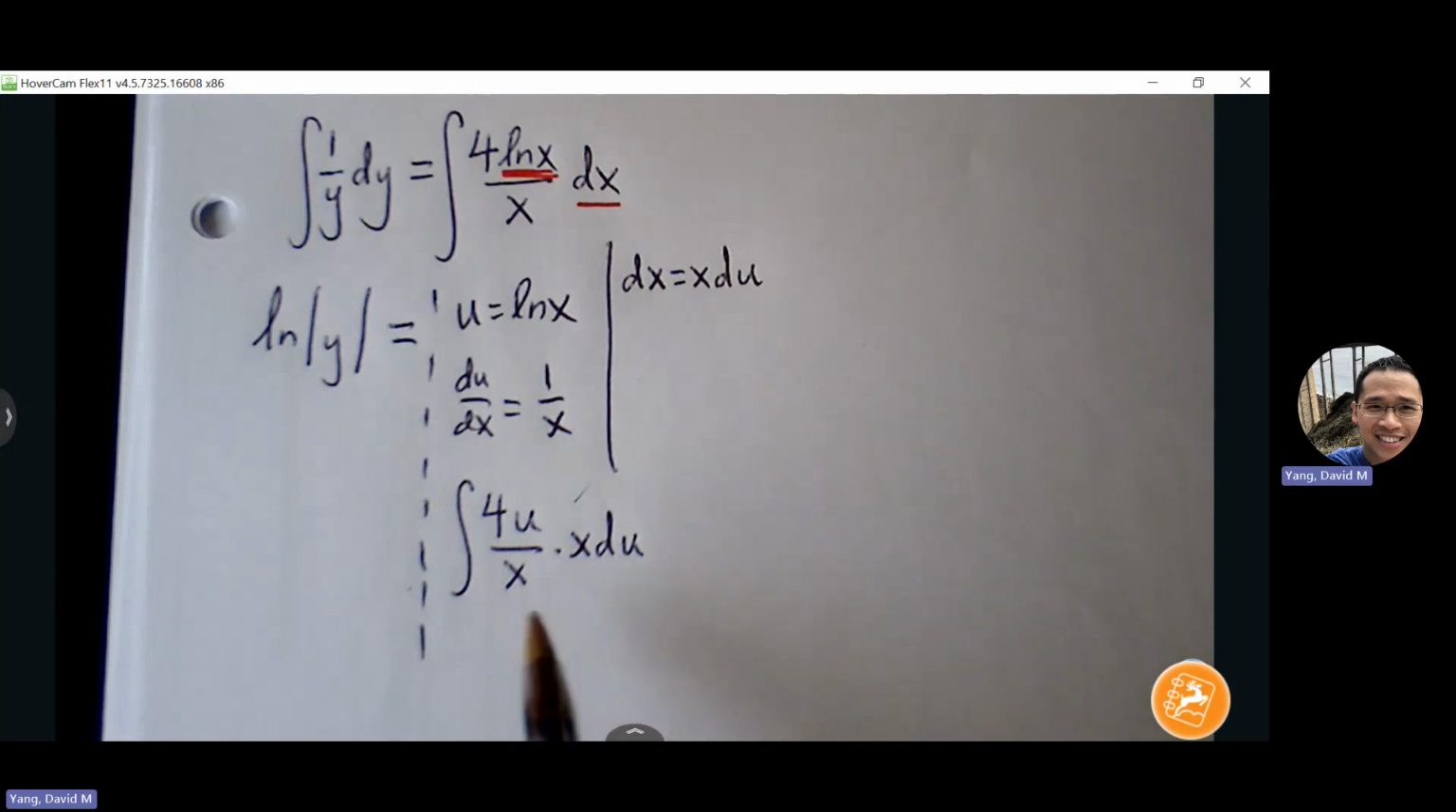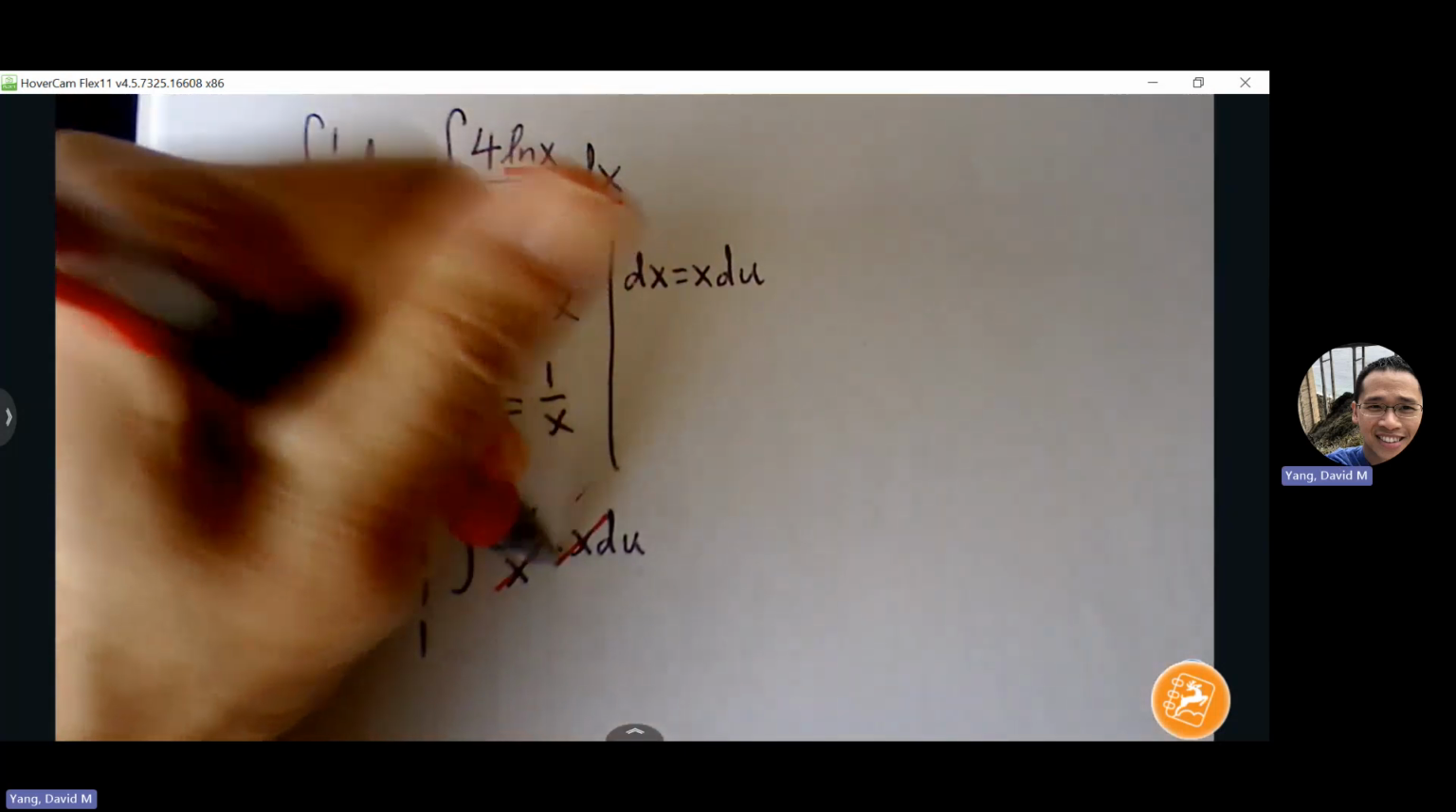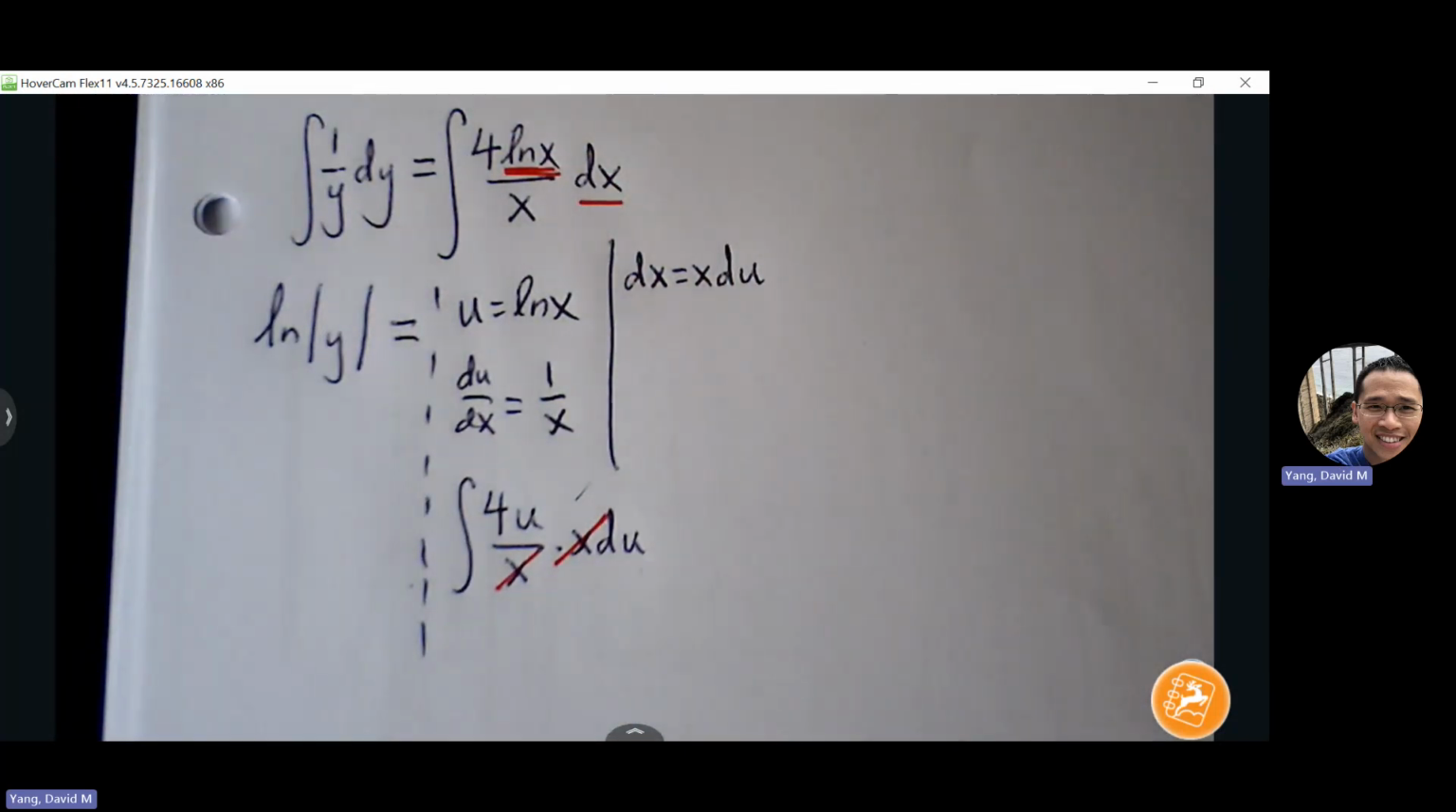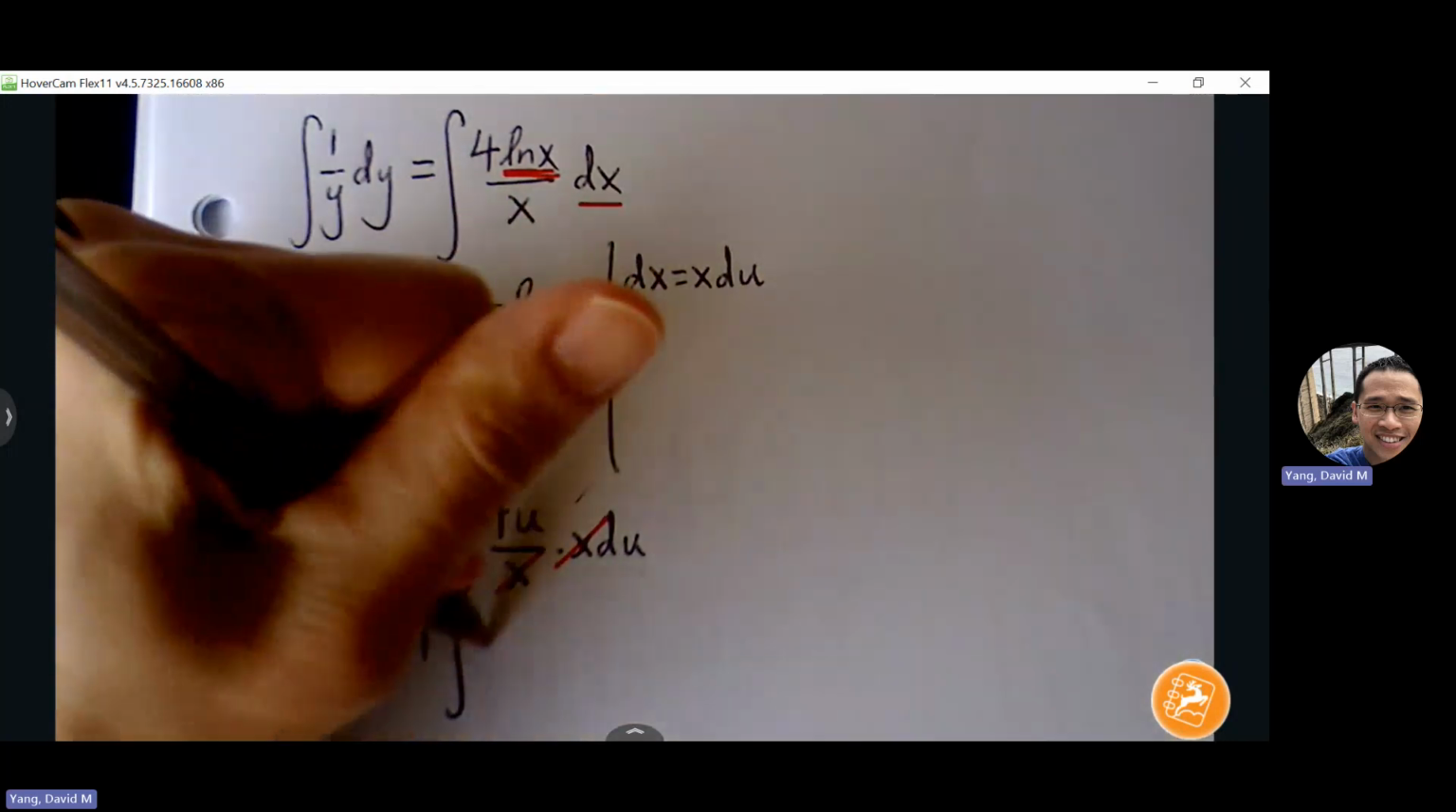Are we good with the substitution so far? The natural log of x is replaced with u. The dx becomes x du. What's nice here? X is canceled out. That's what we want, right? We need the x to cancel out through u substitution. So now we're just left with the integral of 4u.